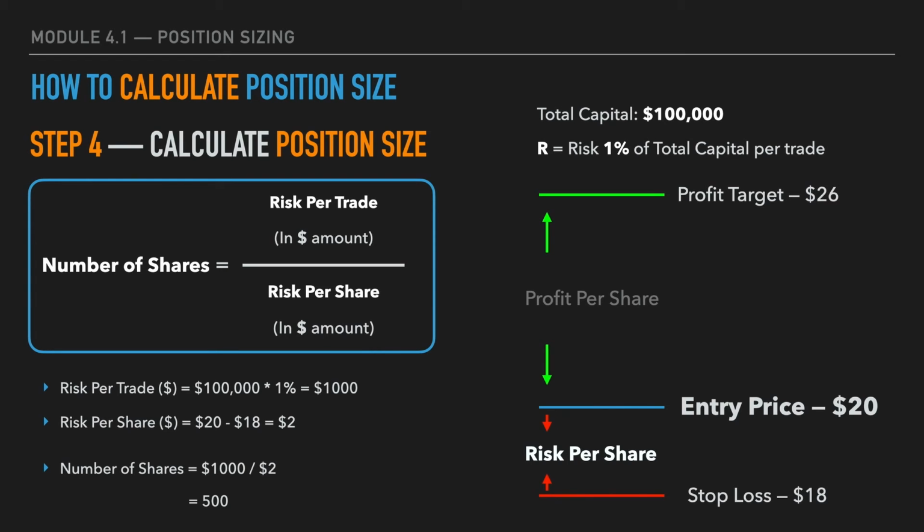Then you calculate the risk per share in dollar amount, which is your entry price minus your stop loss price, and you get $2. And finally, you can use risk per trade divided by your risk per share, and you can get your position size, which is 500 shares. And this calculation shows you that the maximum number of shares you can buy for one trade is 500 shares.